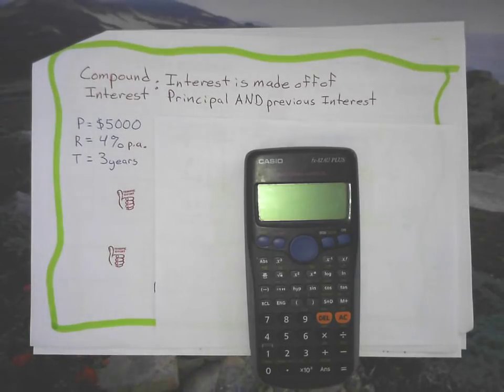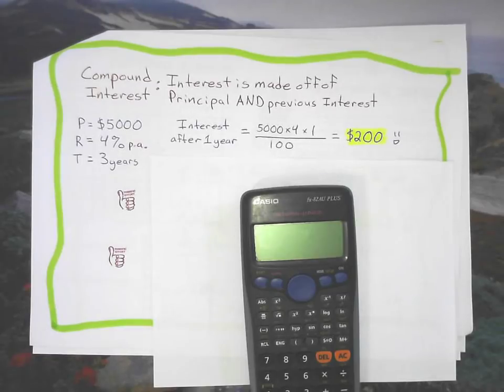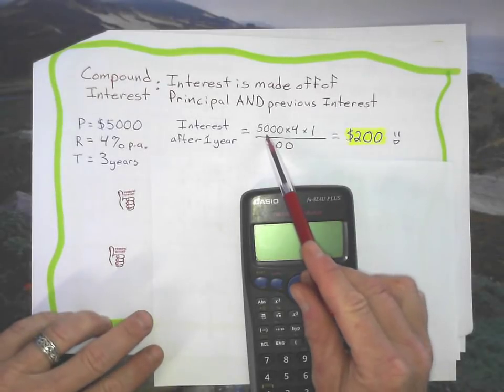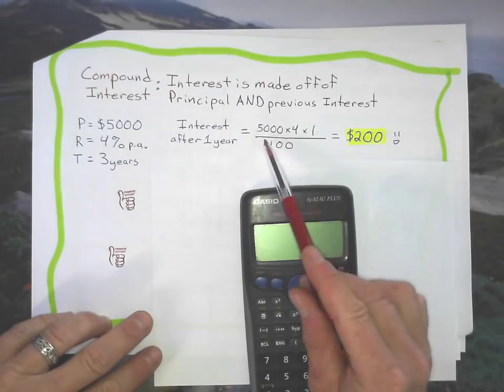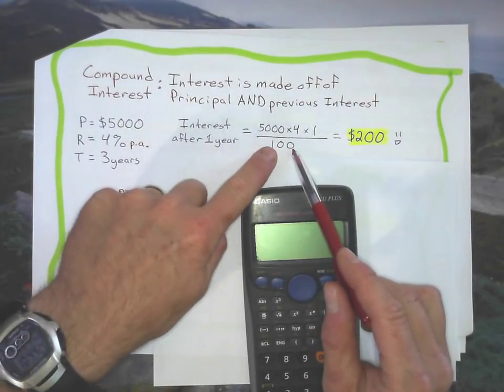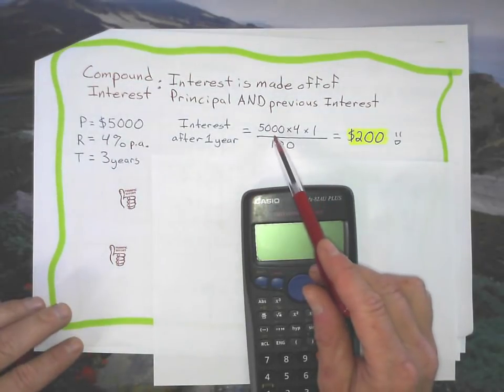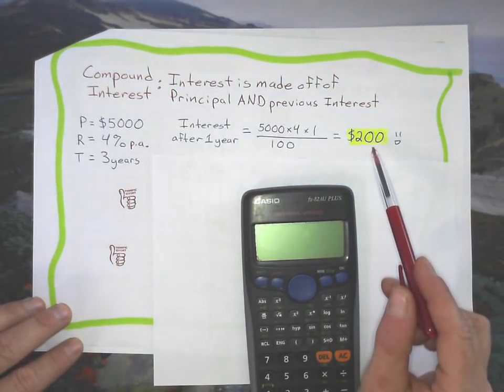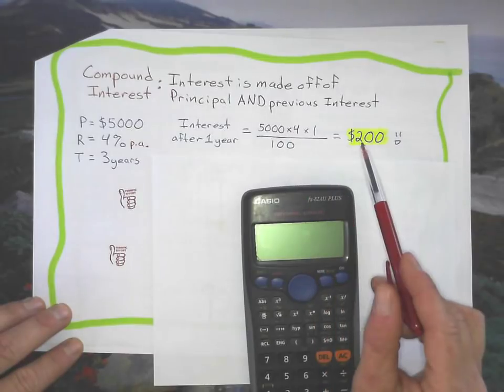Let's look at this problem and see how much interest I'd make at the end of 1 year. At the end of 1 year, for my principal and rate, I divided by 100 because I got the percent as a decimal, so I showed that step. So after 1 year, I'd make $200 for my interest. Principal times rate times time.